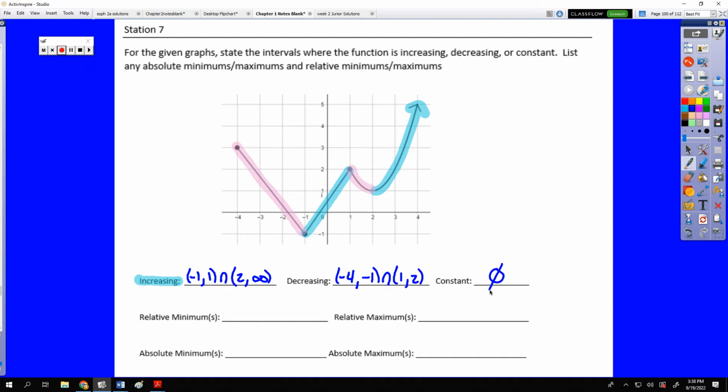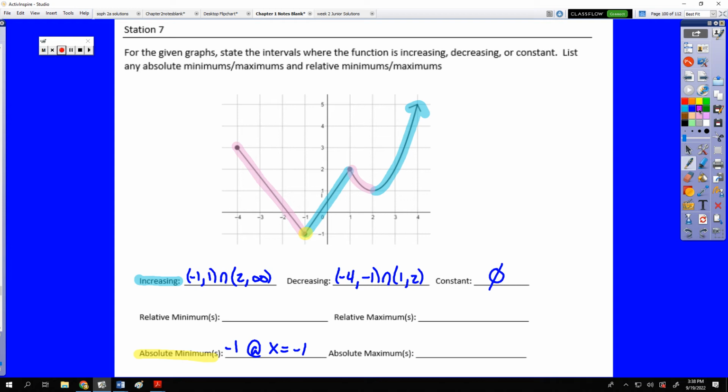Now, as for relative and absolute maxima and minima, absolute is the highest and lowest points on the graph. So the absolute minimum is -1 at x equals -1. This point right here is the absolute minimum, -1, which occurs at the point x equals -1.